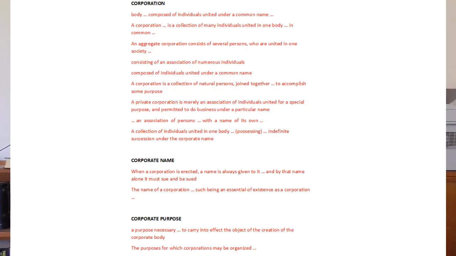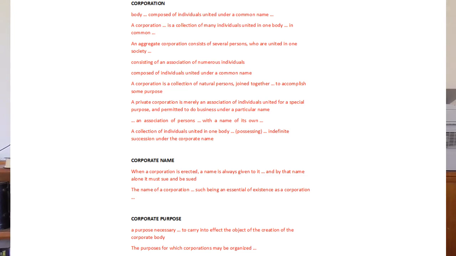So I want to look at those three terms now, and we'll just mash them all together, which you'll see there on the screen. So as we go through this, corporation, body composed of individuals united under a common name. A corporation is a collection of many individuals united in one body in common. An aggregate corporation consists of several persons who are united in one society, consisting of an association of numerous individuals, composed of individuals united under a common name.